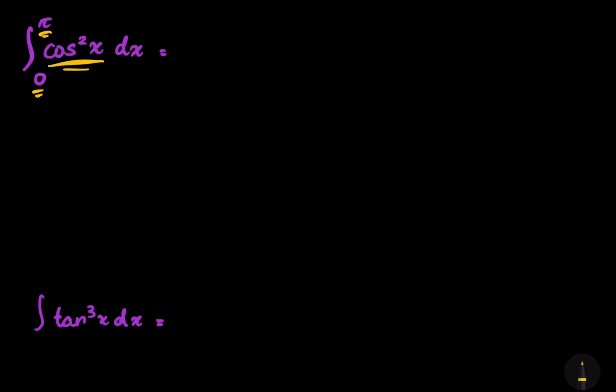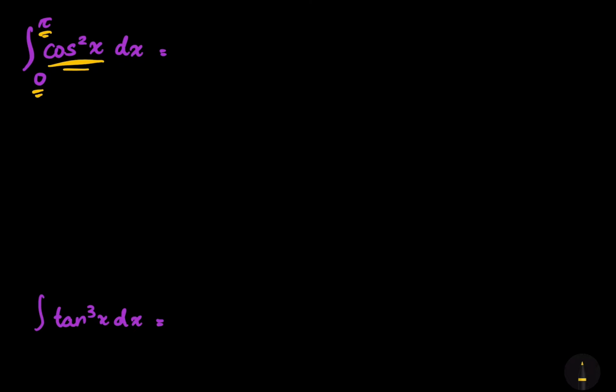Essentially, what we're going to do is try to find an identity involving cosine squared of x that really simplifies the integration process. Because really, off the top of my head, there isn't anything that we can take the derivative of to obtain cosine squared of x. So it definitely does require a bit of algebraic manipulation.